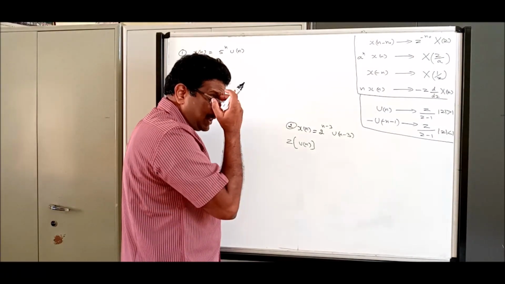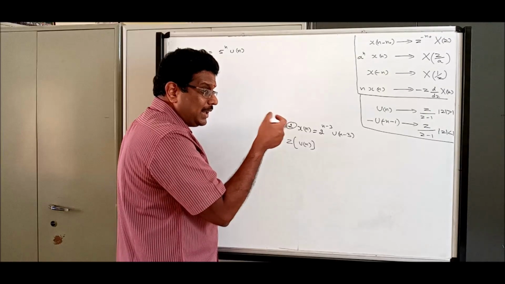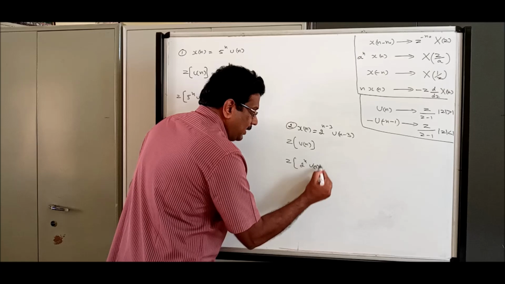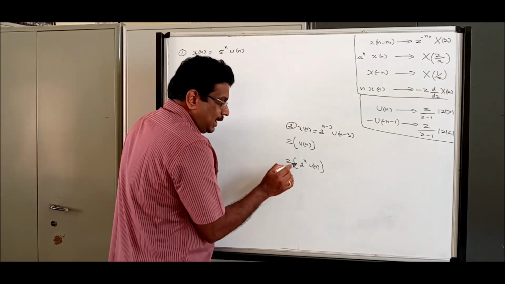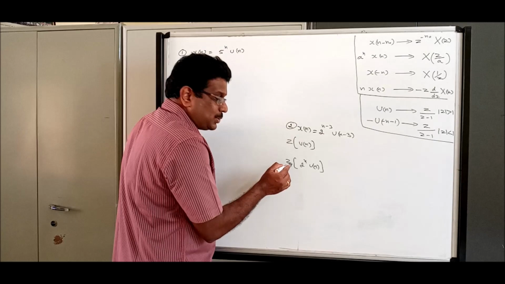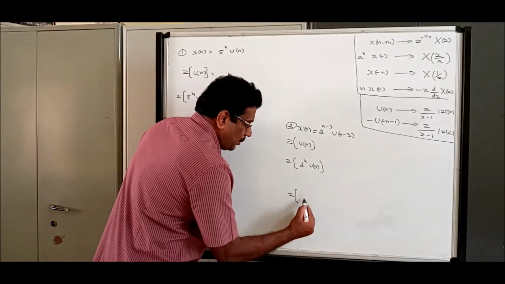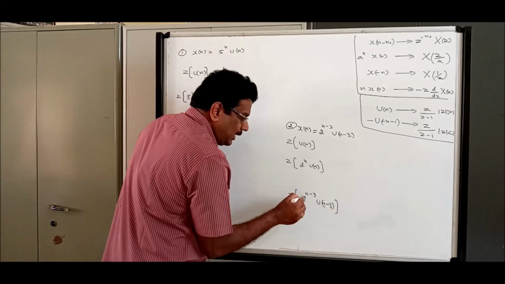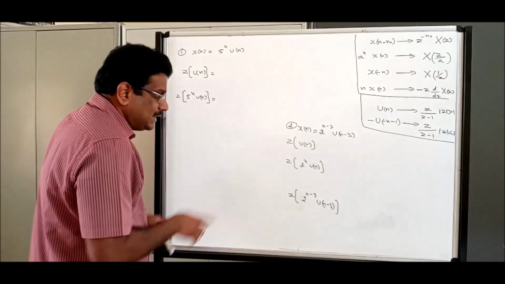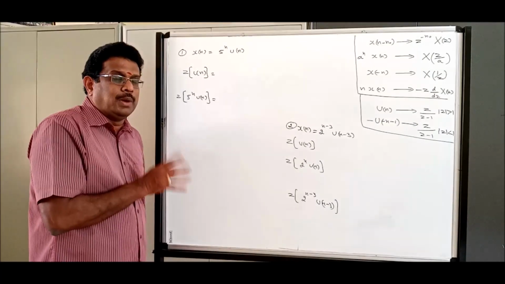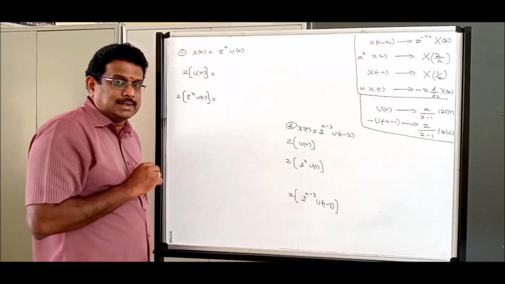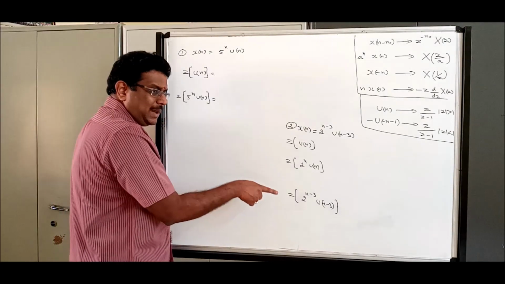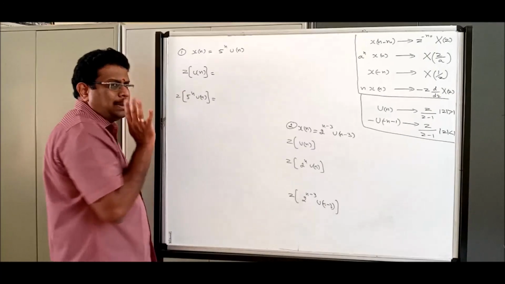Imagine if shifting is not there. Just erase. What is remaining? 2 power n u of n. Then what is the next statement? 2 power n u of n. Please recall, here to here, multiplication by exponential. Next, z transform of 2 power n minus 3 u of n minus 3. Here to here, time shifting. So this is the way you should split the problem according to your properties: base problem, multiplication by exponential, time shifting. For the earlier problem, base problem, just multiplication by exponential.